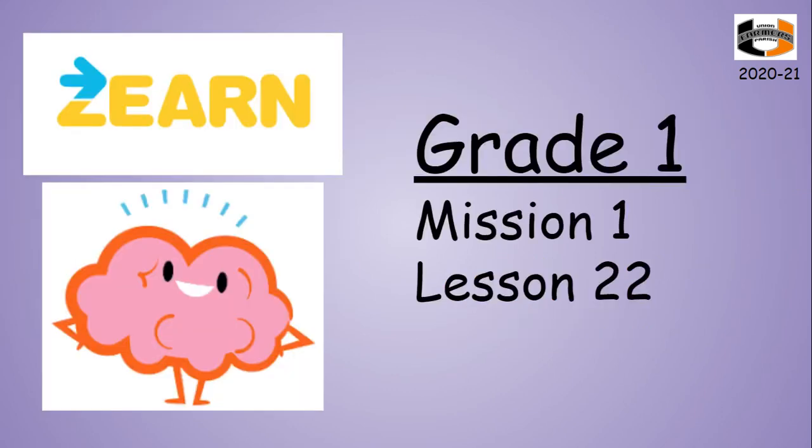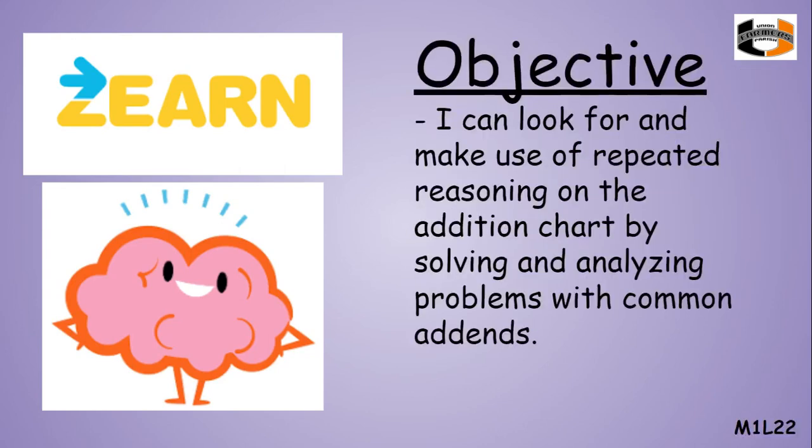This is grade 1, mission 1, lesson 22. Our objective today is I can look for and make use of repeated reasoning on the addition chart by solving and analyzing problems with common add-ins. That is a bunch of fancy words.